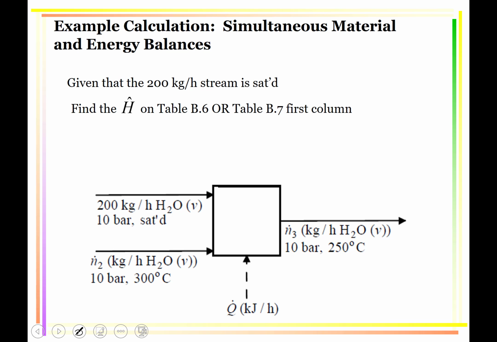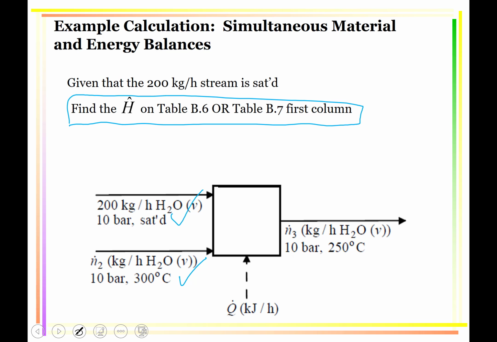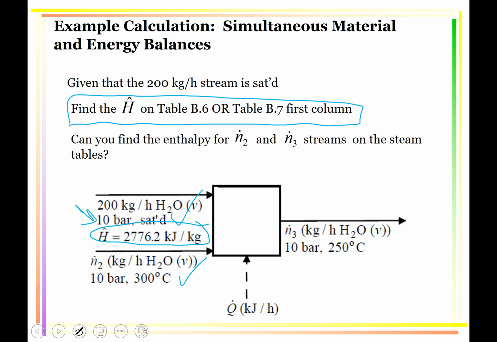All right, so we know this is saturated. We have already been told this one is superheated. And we can find the H values for all of these streams on the steam tables. So this one is the saturated steam at 10 bar, and here's the enthalpy. Note that we did not need to specify the temperature, because if it's saturated at a pressure, that's enough information. Can we find enthalpy for these other streams on the steam tables?